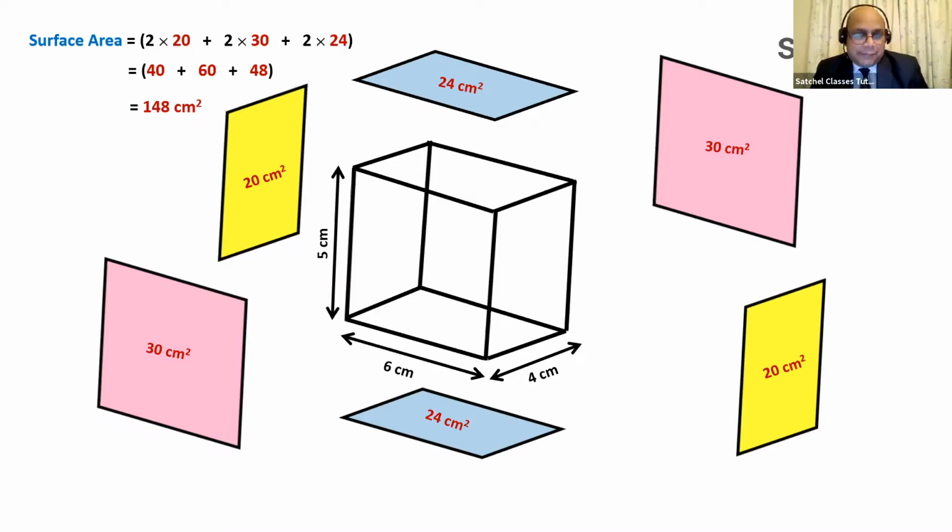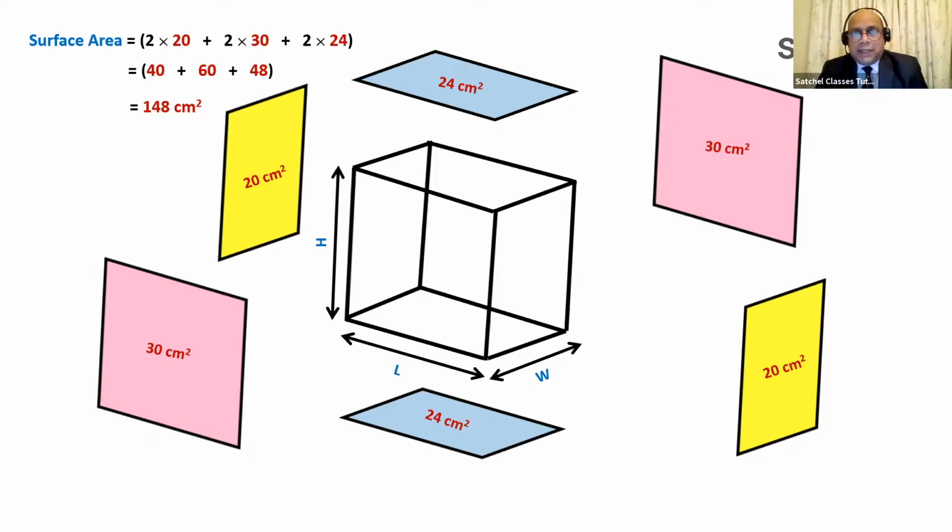Let's generalize it then. So instead of 5 centimeters, 6 centimeters, and 4 centimeters, let's replace them by L, W, and H. L for length, W for width, and H for height. So what if this cuboid has a length of L, width of W, and a height of H? What would be the surface area?